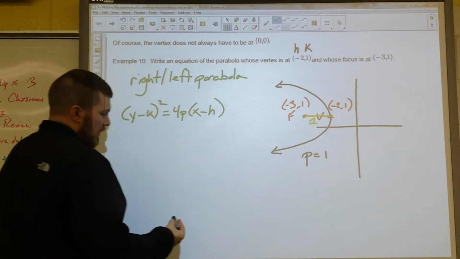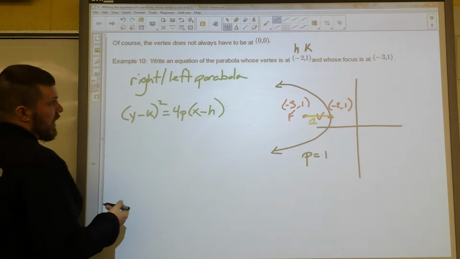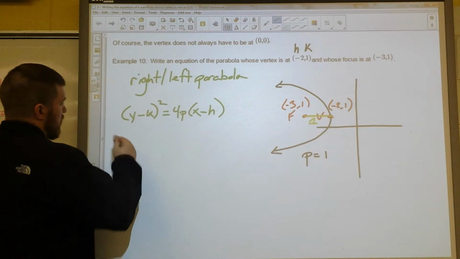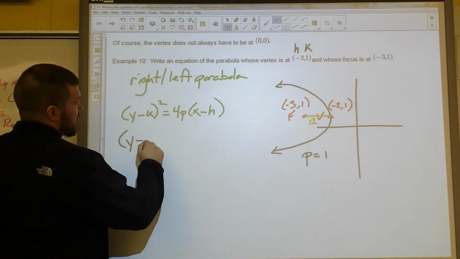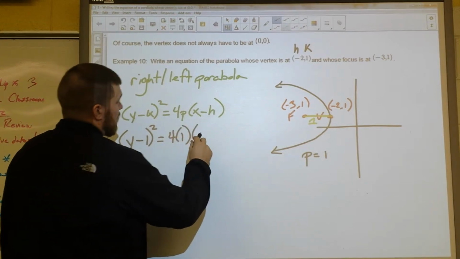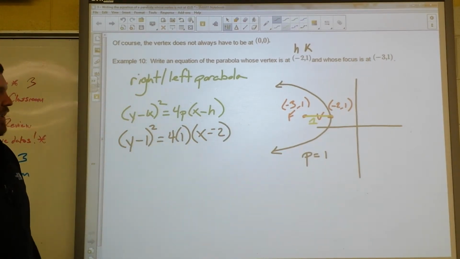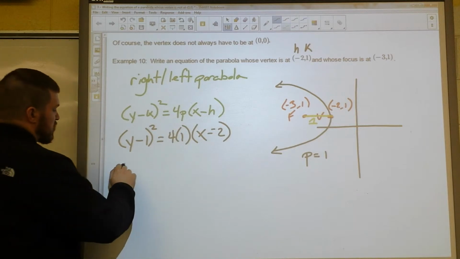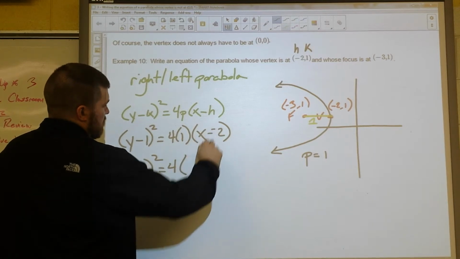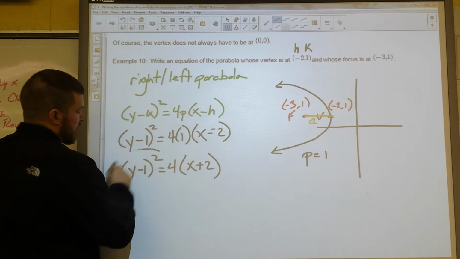Okay? So now let's plug in what we know and then come up with the equation for this particular parabola. h was -2, k was +1, and p was +1. So for this particular parabola, I have y minus 1 quantity squared equals 4 times 1 times x minus -2. I want to clean up as much as I can wherever I can. y minus 1, that's okay, so I'm just going to leave it y minus 1 squared. 4 times 1 is just 4, and x minus -2 is just the same thing as x plus 2. So I've cleaned up this parabola as much as I can.